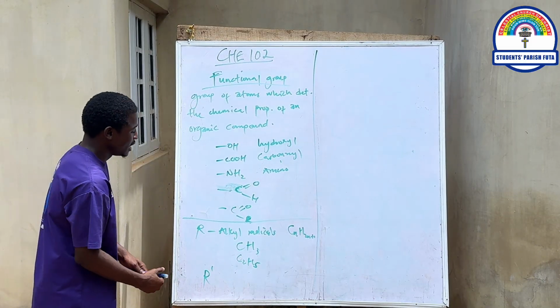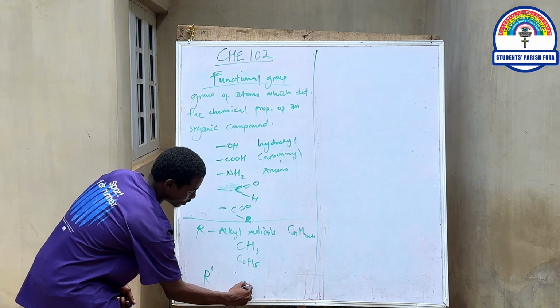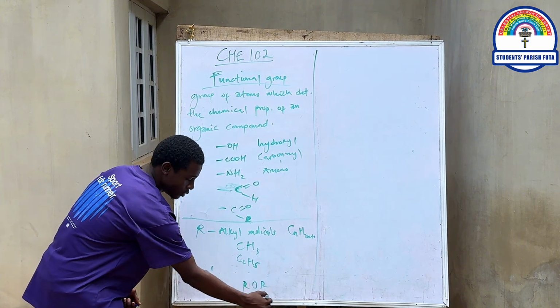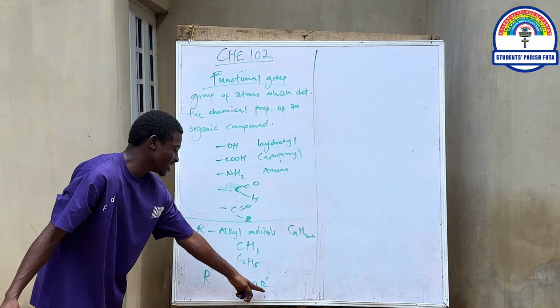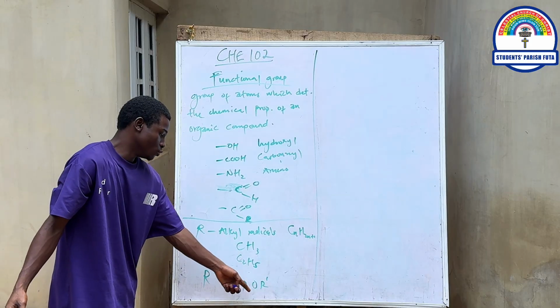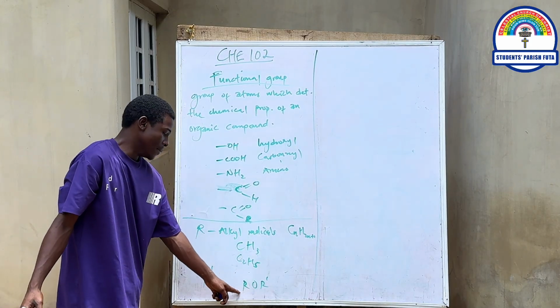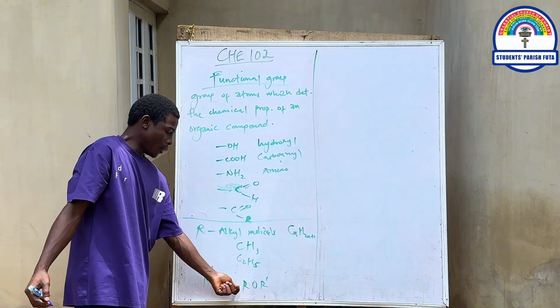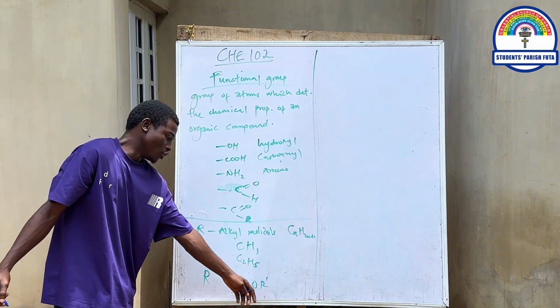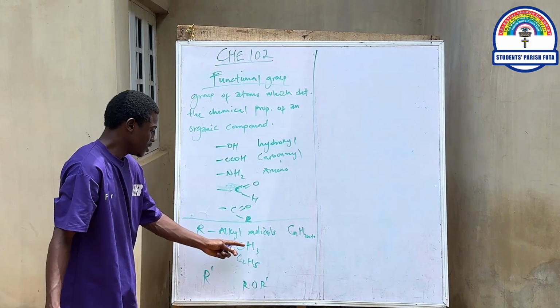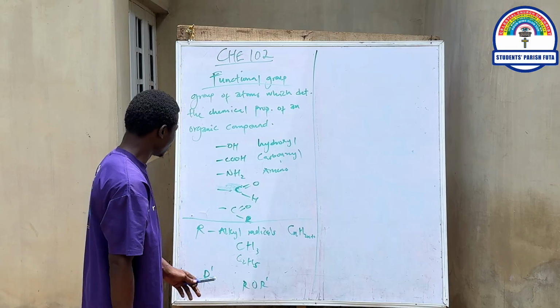Before you see this one, there will definitely be an R in the command. Let me say I have ROR. I can put prime here to tell you that this and this are not compulsorily of the same type. This can be methyl, this can be ethyl, this can be alkyl. So those are just some signatures to that.